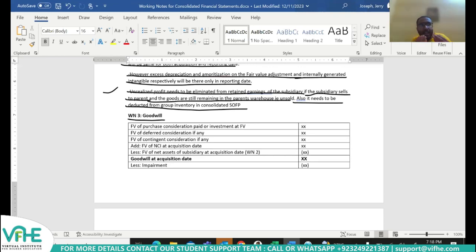Goodwill arises when we purchase a subsidiary. How much are we paying? Suppose I am paying 100 rupees for the subsidiary and I am getting assets worth only 80 rupees. Then you would say, sir, why would I give 100 rupees for 80 rupees of assets? That is the goodwill. The 20 rupees, the excess amount you're paying above the assets, is the goodwill.